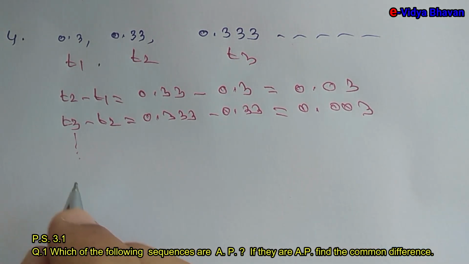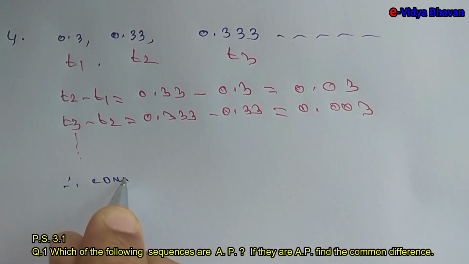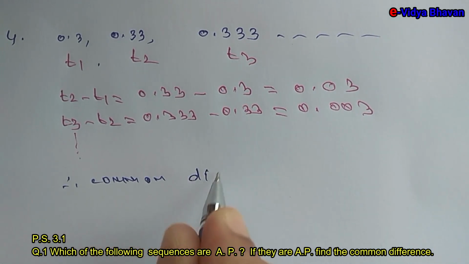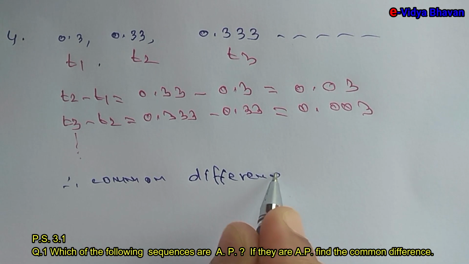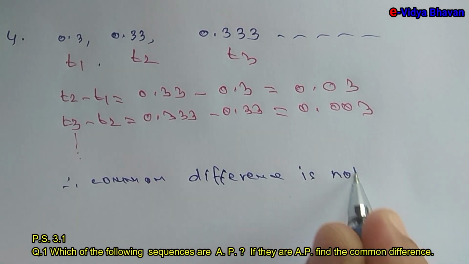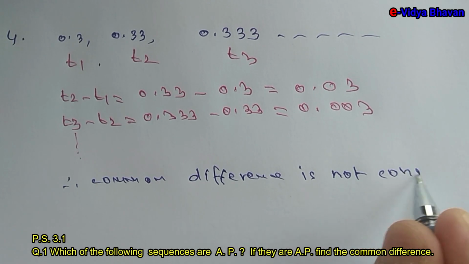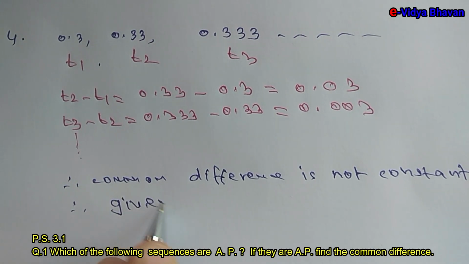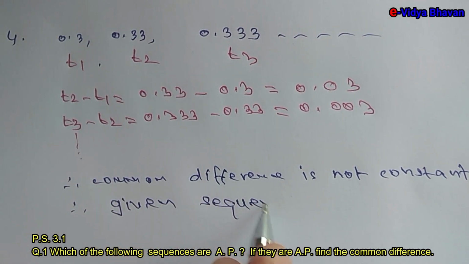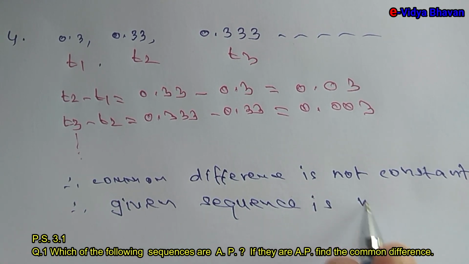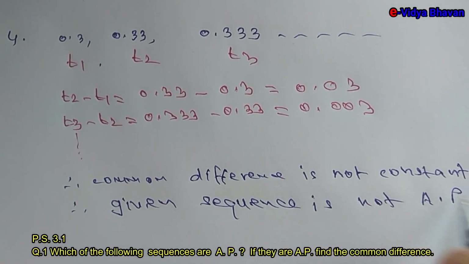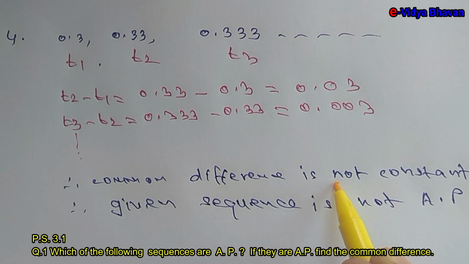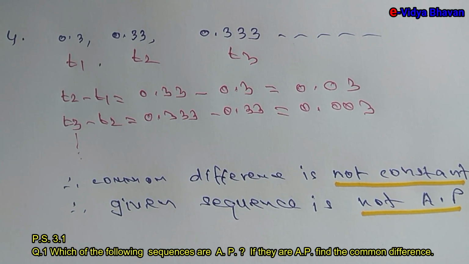So I can write, therefore common difference is not same, it is not constant. Therefore given sequence is not AP. Remember one thing, the common difference is not constant, so not AP. This is a very important thing you have to remember.